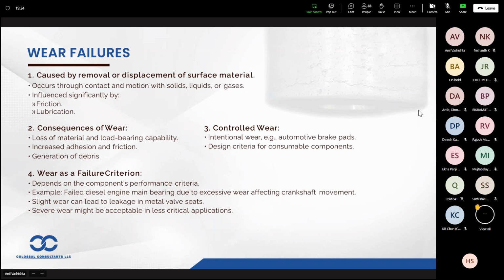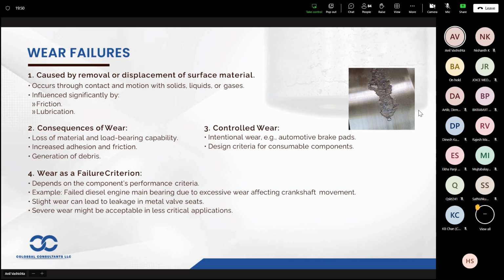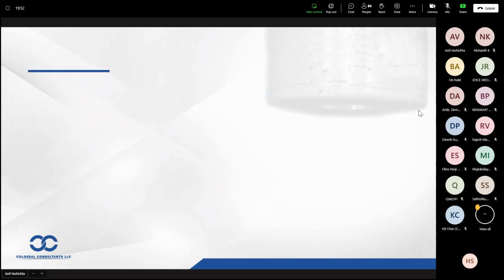So wear as a failure criteria depends on the component's performance criteria. For example, a failed diesel engine bearing can be due to excessive wear affecting crankshaft movement. Example, this is an exhibit of a wear failure.